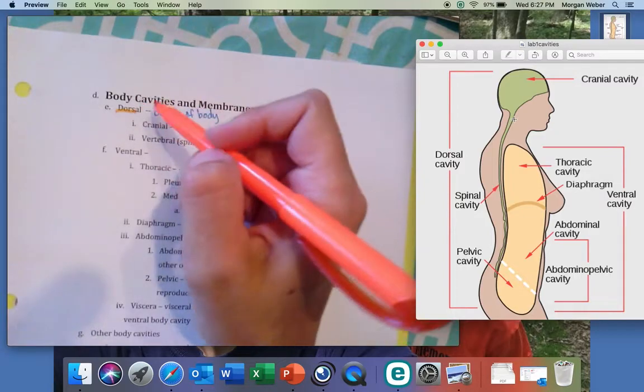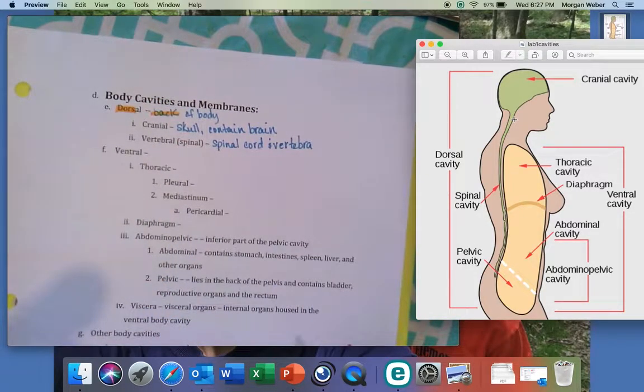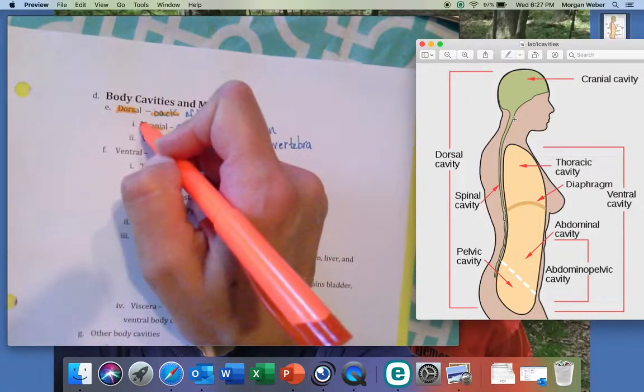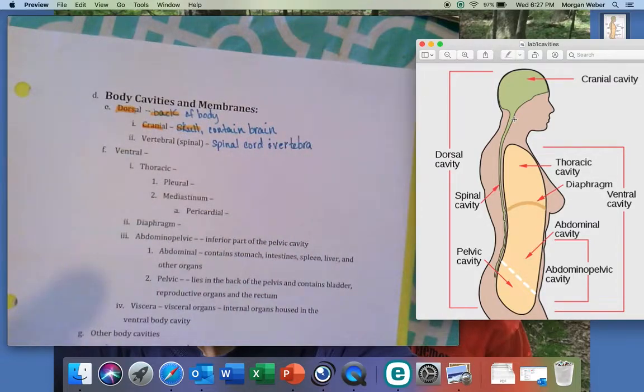All right. Now that we've done the whole back part, let's do med-term. So we have dorsal being back. We have crani being skull.